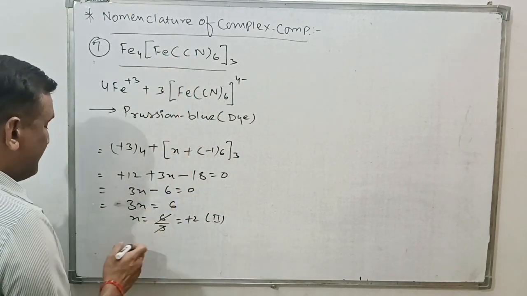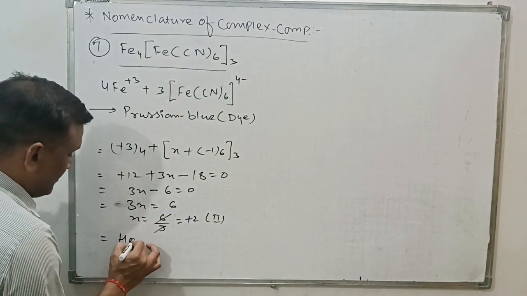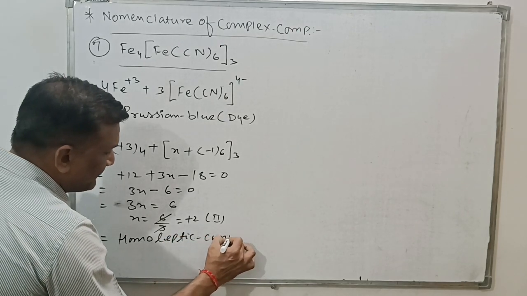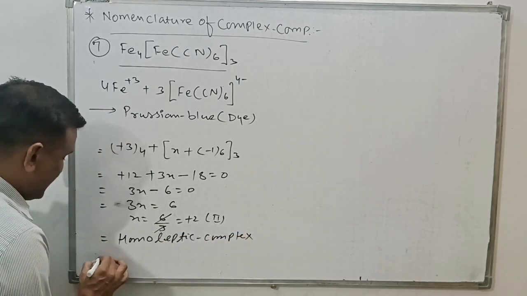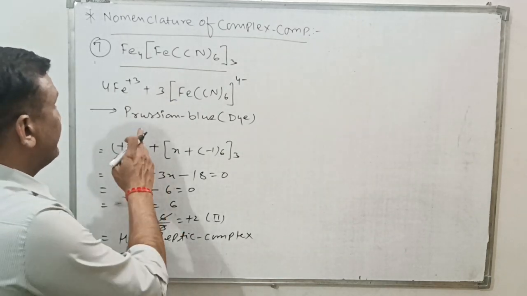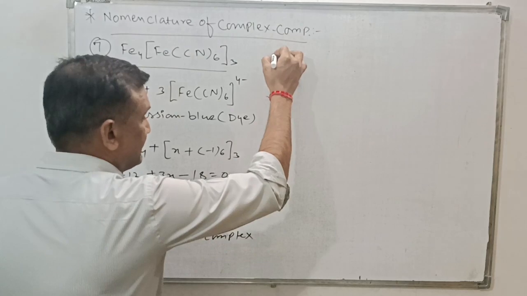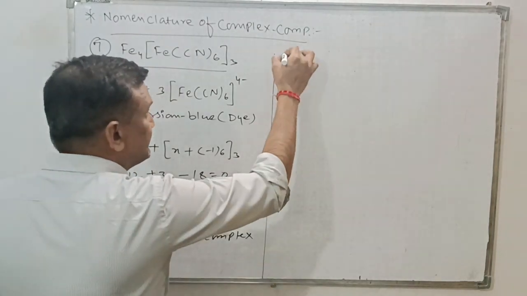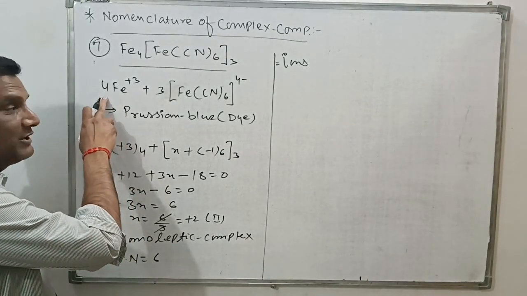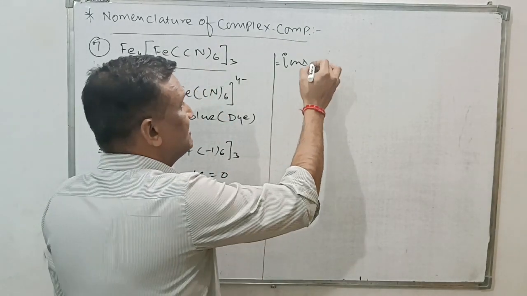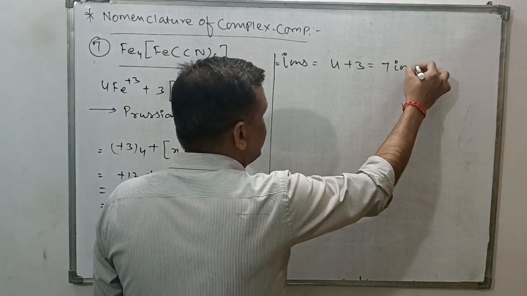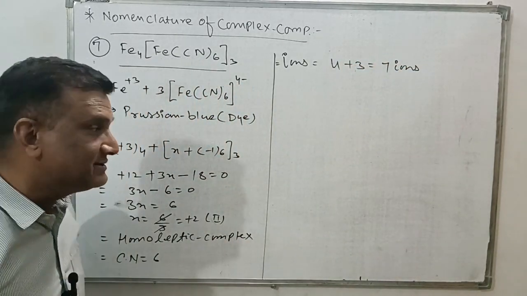Again, it's a homoleptic complex. This is the coordination number, again 6. If we go with the number of ions, here the number of ions is 4 counter ions and 3 complex ions. So it will be 4 plus 3 equals 7 ions. More ions, more value of conductance.